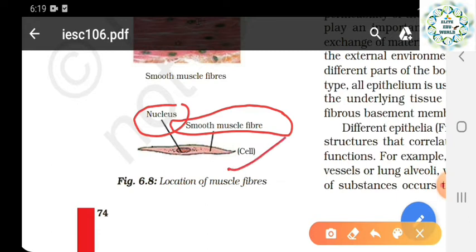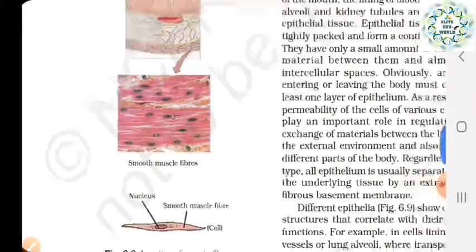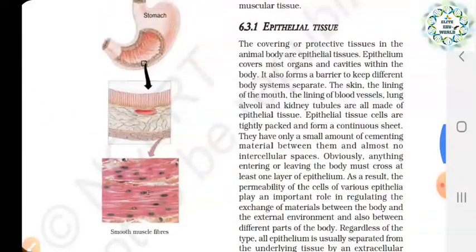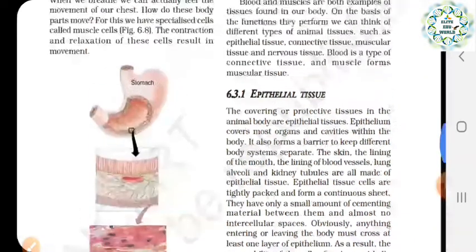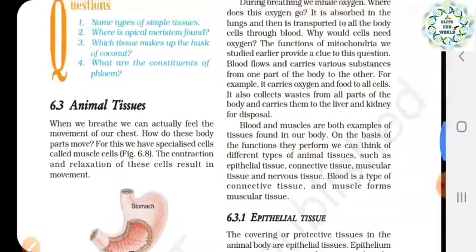So this is the structure of the cell, and the name of the cell is muscle fiber. The muscle cell has the ability to contract and relax, to allow movement. Whenever we need a movement, we have this kind of cells. We have seen in all the diagrams that the contraction and relaxation of these muscles result in movement.